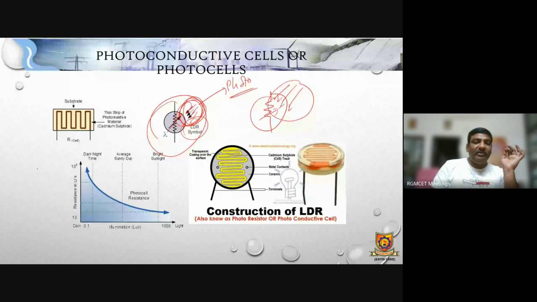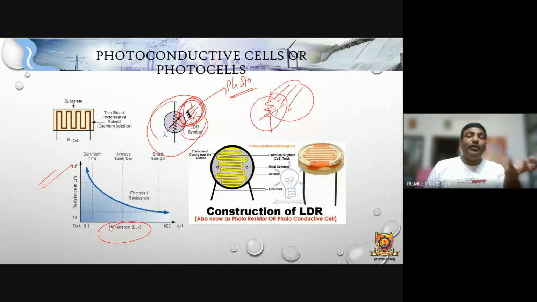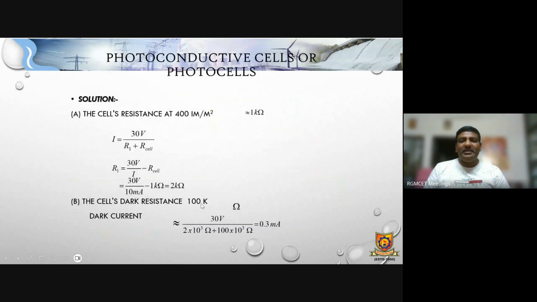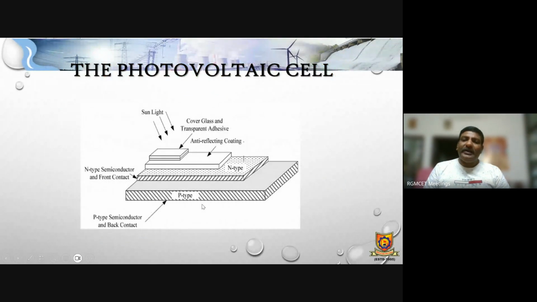So their characteristics will be like this. As light falls and illumination increases, with more light falling on the photoconductive cell, automatically the amount of resistance will decrease, so the conductivity will increase. Then the photovoltaic cell is the last topic of this chapter.